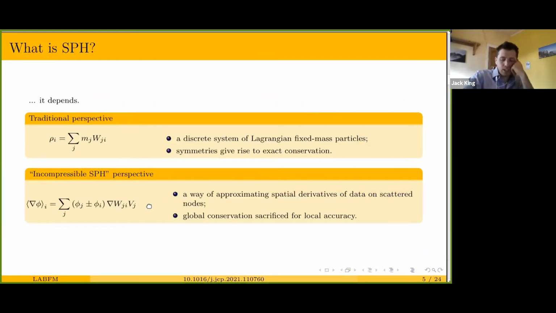So I've included this slide called "What is SPH?" because I think the answer depends on your perspective, and I think my perspective is a little different to the traditional SPH perspective.